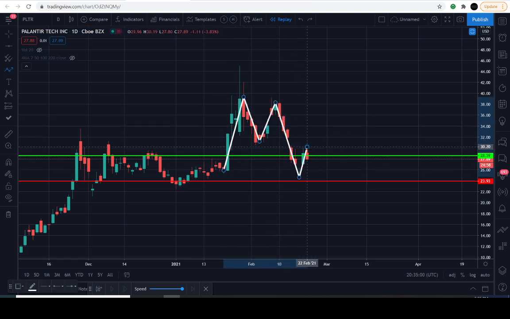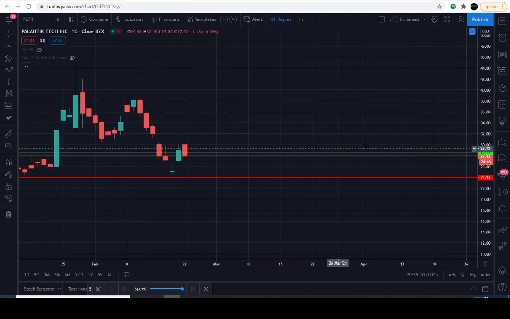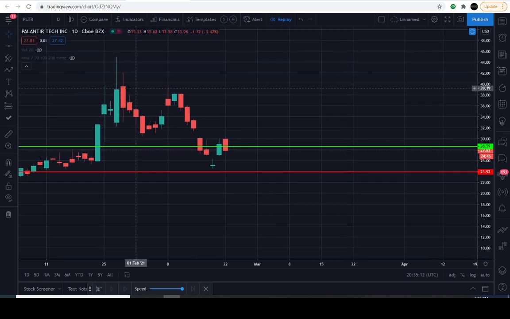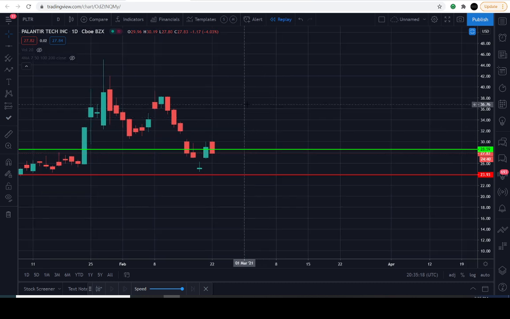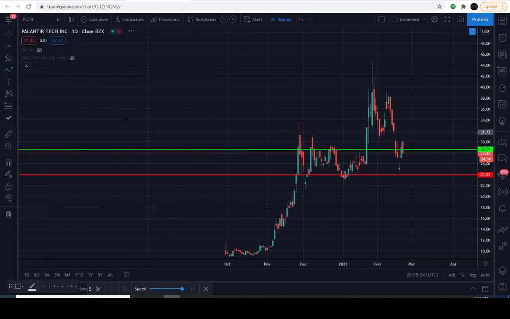Now the next obligation from the sellers would be to break down below this red line here that we've already discussed at $23.93. So I truly think that right now the market is just trying to figure out whether or not they're going to find support just above this $28.59 level at this green line here. If the market can get above and stay above the $28.59 level, then it is simply in preparation for the market to try and continue higher.